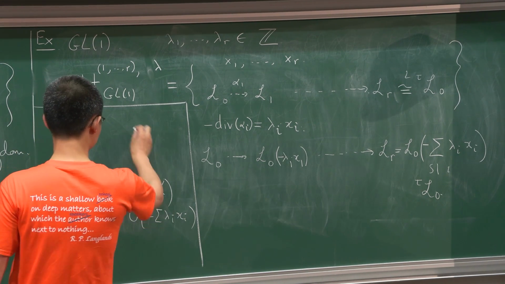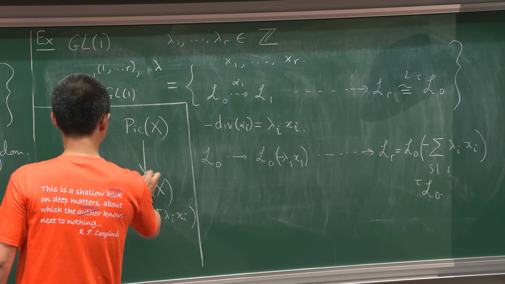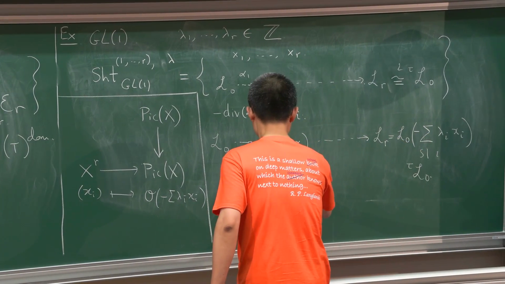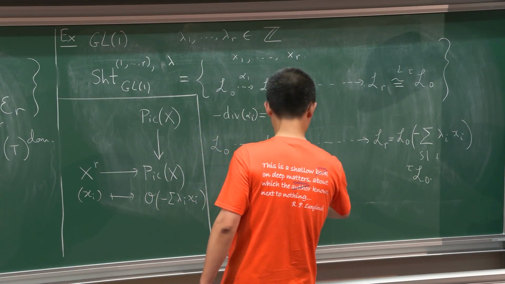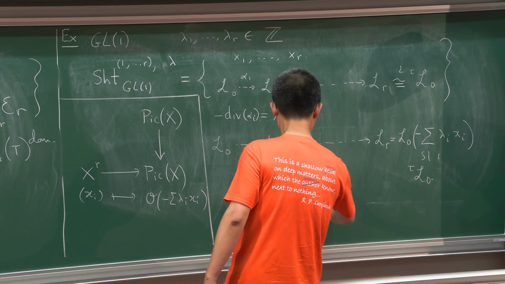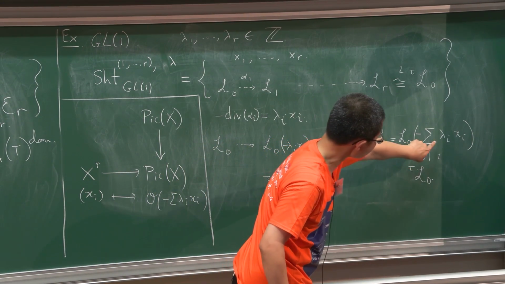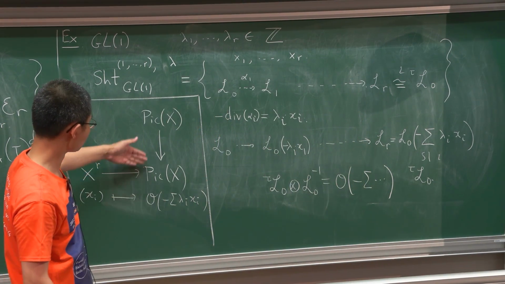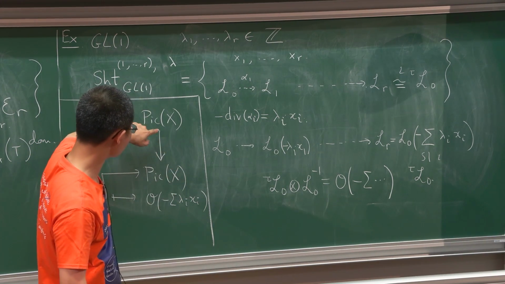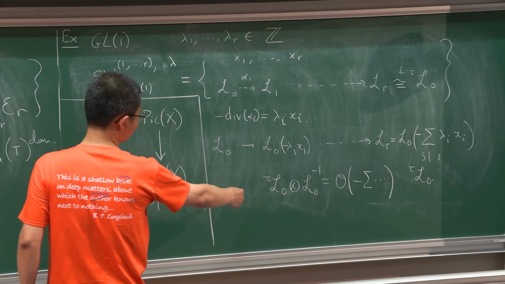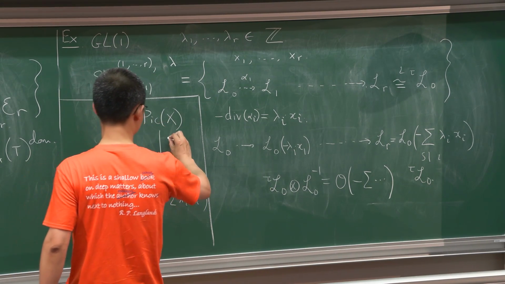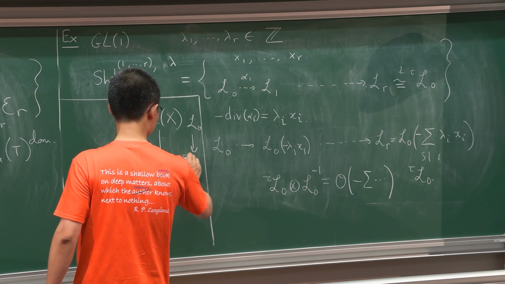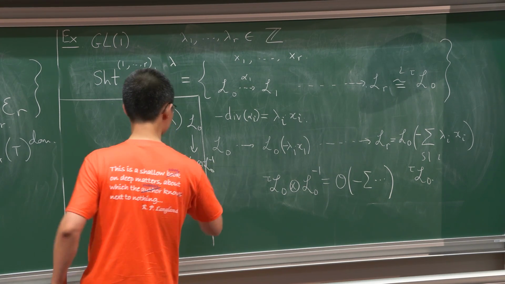And then you want to solve the equation that tau of L0 tensor L0 inverse, their difference, is equal to this divisor. Okay, so your choices of L0 are the solutions to this equation, which are fibers of this Lang isogeny. So here it sends L0 to tau L0 tensor L0 inverse.